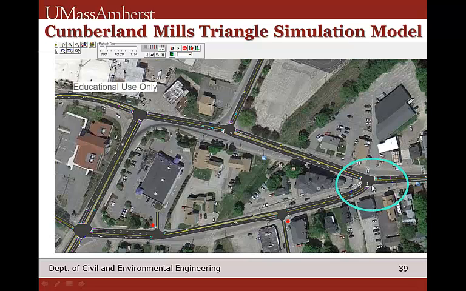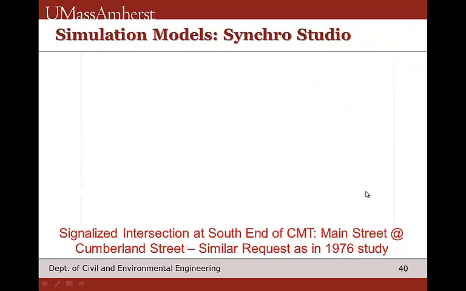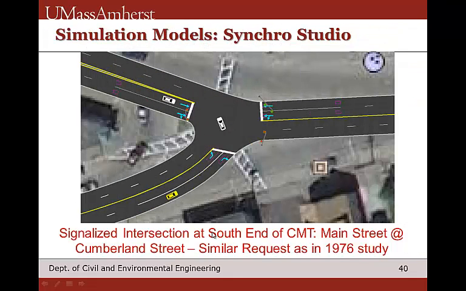This is the north point. This is where we saw that traffic study in 1976. This is the north point of the triangle. I'm going to zoom in here and just show folks what the intersection looks like on the simulation. And again, this is what traffic engineers and city councilmen wanted at this intersection in 1976: to put a traffic light here.